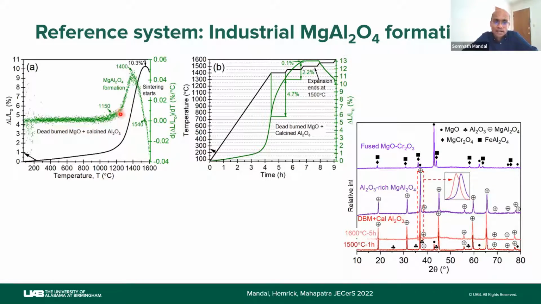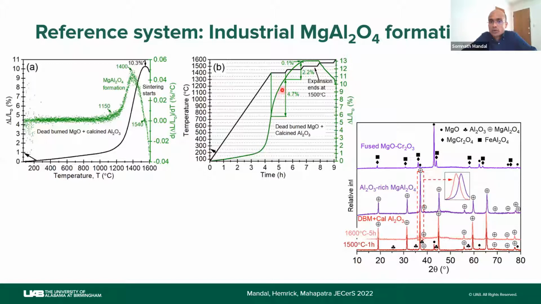What you see here is that the spinel formation starts at 1150. It is the fastest at 1400 degrees C, and then it ends at 1500. After that, the sintering starts. So should we calcine at 1400? Should we calcine at 1550 or 1150? Step scan dilatometer tells you that.